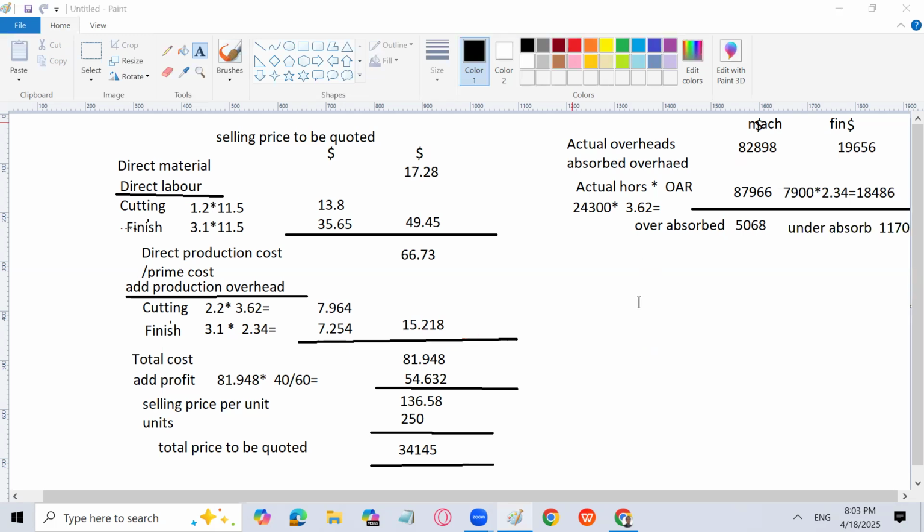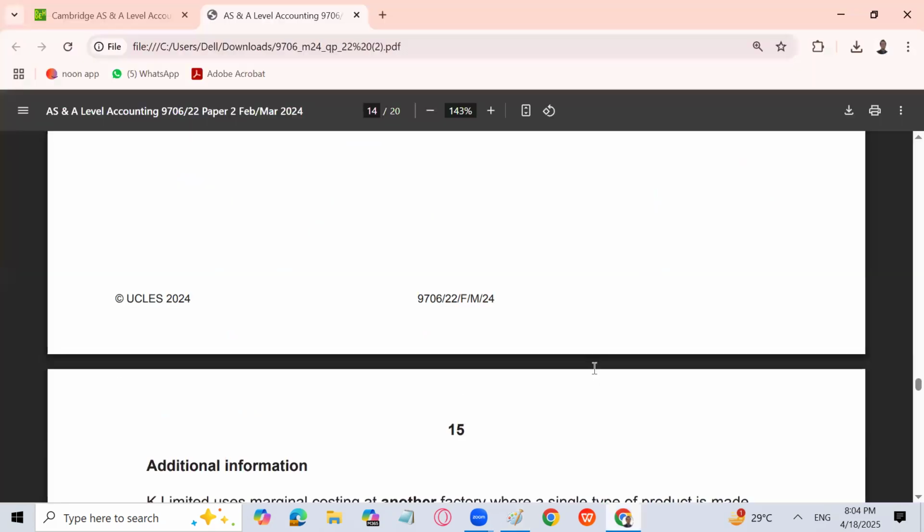Over absorbed and under absorption, you can say like that also. It means that absorbed overhead cost is more than actual overhead cost in the machining department, and absorbed overhead cost is less than actual overhead cost in the finishing department. So now let's move on to the next part of the question. That is for the marginal costing.